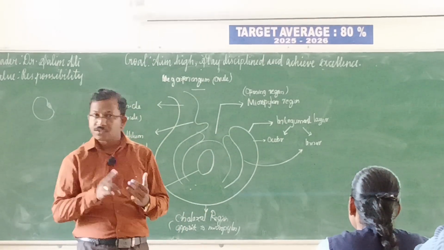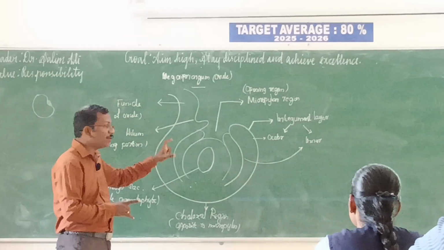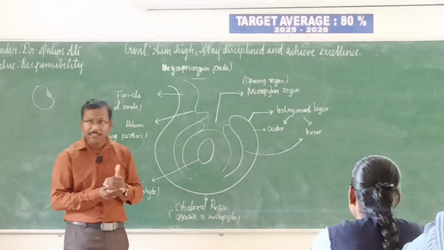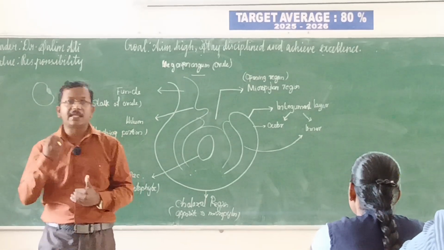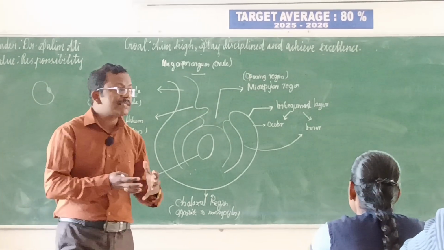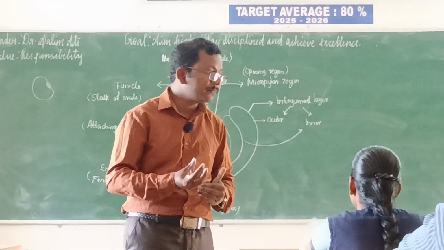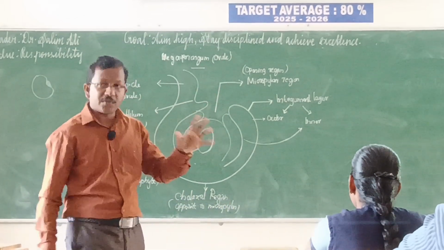So clear? Once again, at the central side of the ovule, the embryo sac is there. One sac-like structure is there, and we can call it the embryo sac. The embryo sac helps in the production of female gametes. Is it clear? Okay.